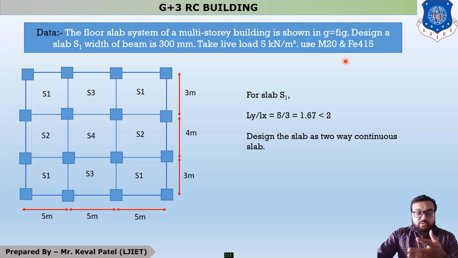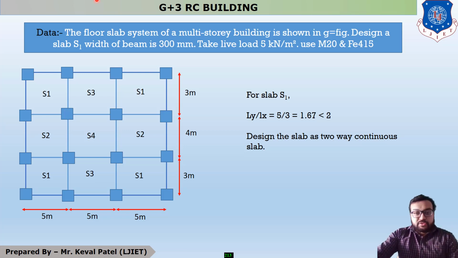So students, first of all, we are starting our example with this system. In this system, this dimension is 3 meter and this dimension is 5 meter. So your longer dimension is in the x direction. This dimension is called Ly and this direction is called Lx. The first step is to find out whether slab S1 is a one-way slab or two-way slab, because in the question there is no clarification regarding whether the slab is one-way or two-way.